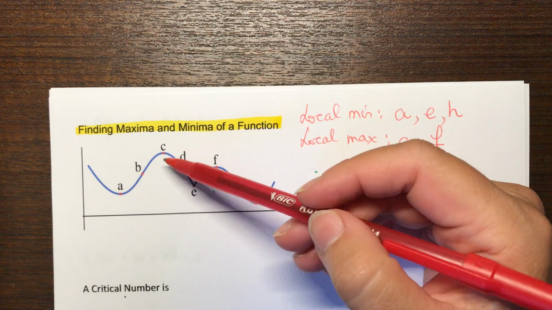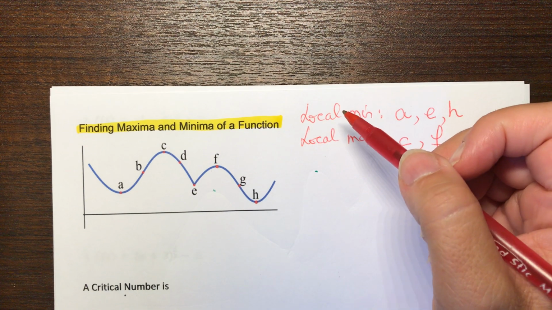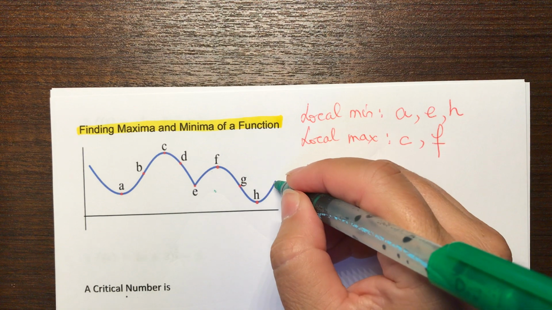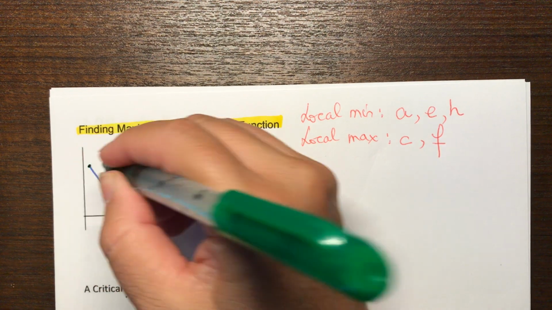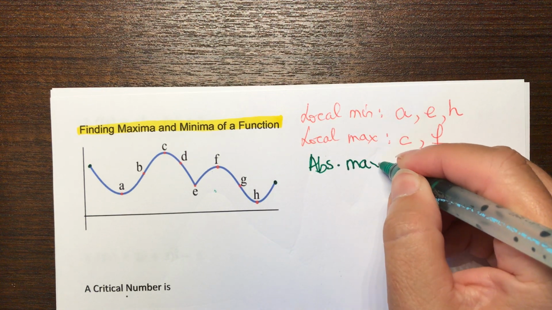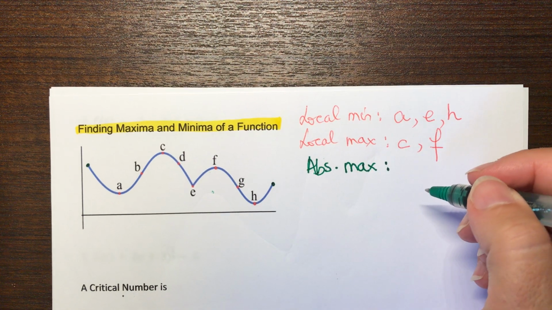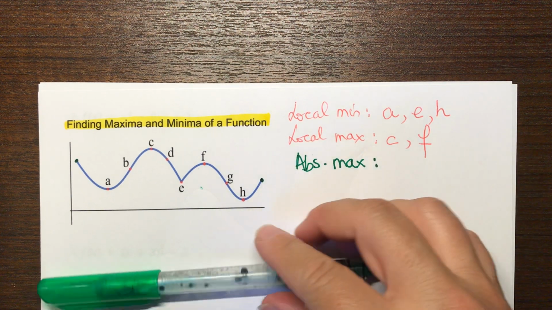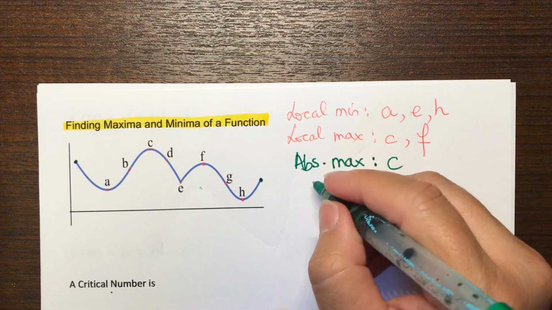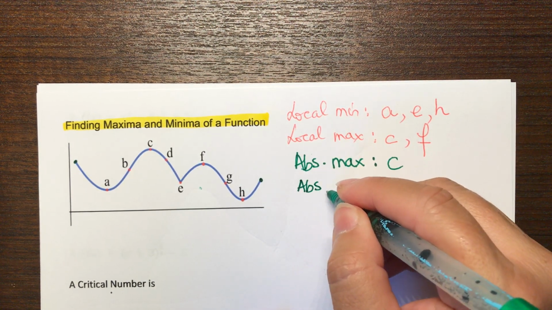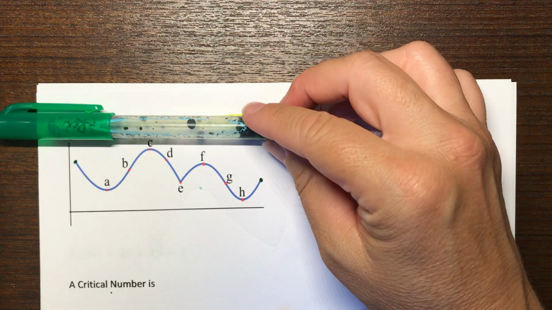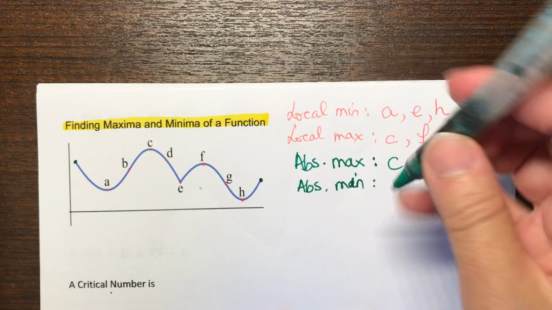But of these, that's a maximum, that's a maximum. I'll get back to it in a minute. Which one's the absolute max? And again, no arrows, so the graph starts here, ends here. Is there an absolute max? And you see I'm already starting to write less. Is there a highest point on this graph? Yes, that would be C. Is there an absolute min? Yes, that would be H.